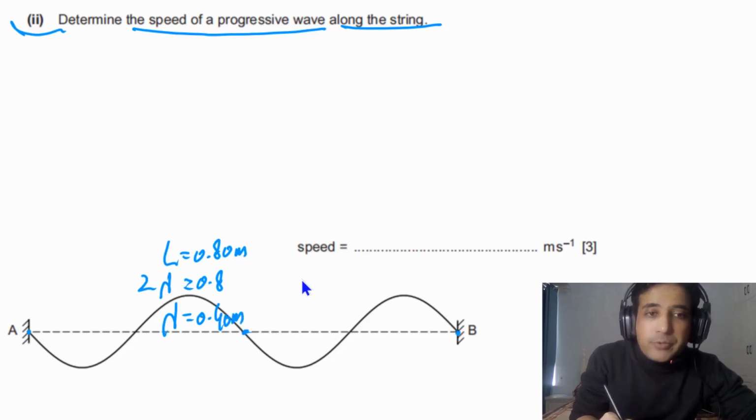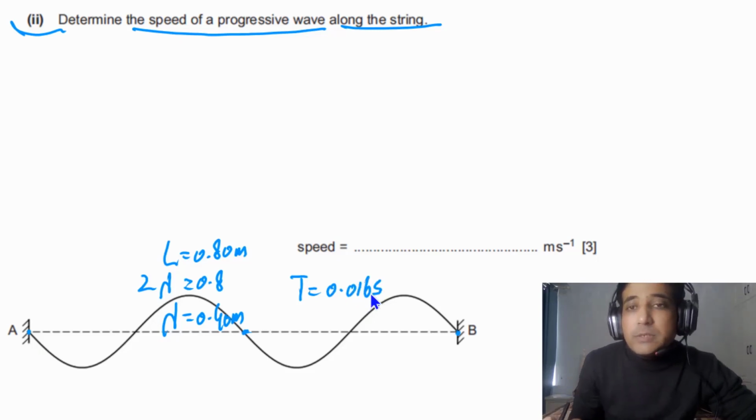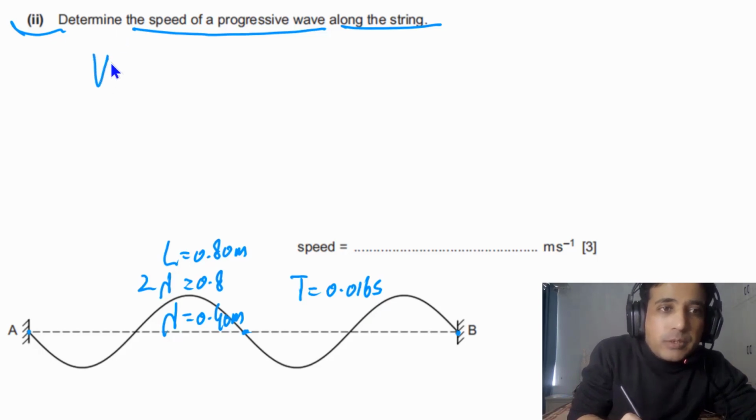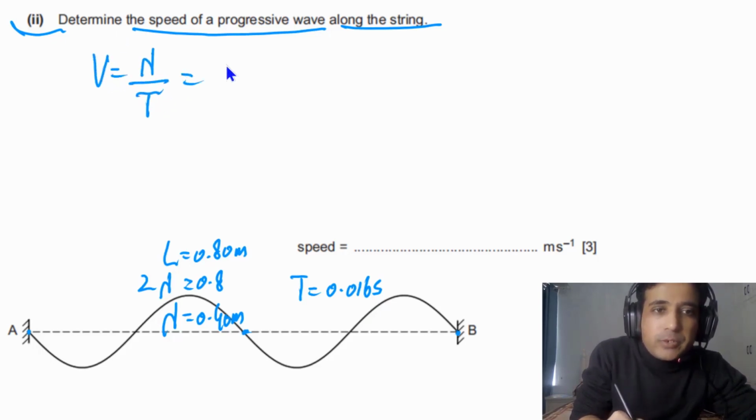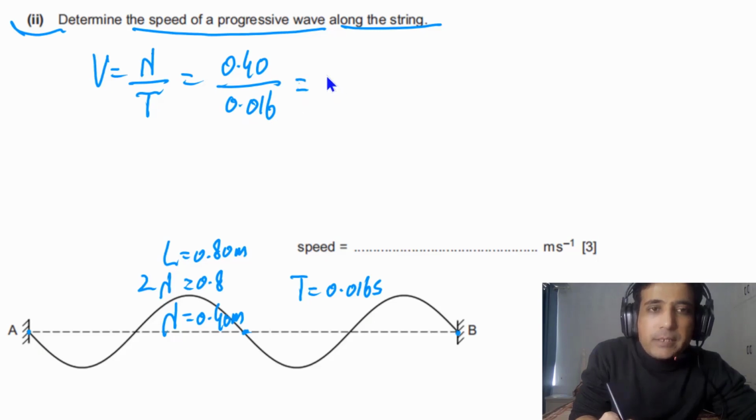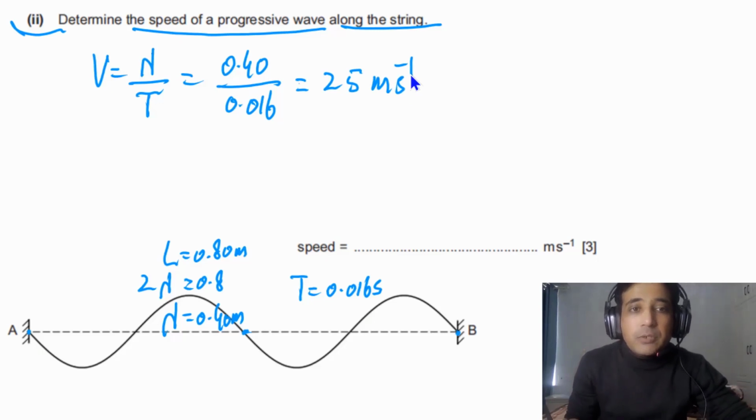And the time period is also given to us. Time period is equal to 0.016 seconds. And the question is asking us to calculate speed. So speed simply is equal to lambda over time period. Lambda is 0.40 and time period is 0.016 seconds. So the final answer in this case is 25 meters per second, and this is the speed of the progressive wave.